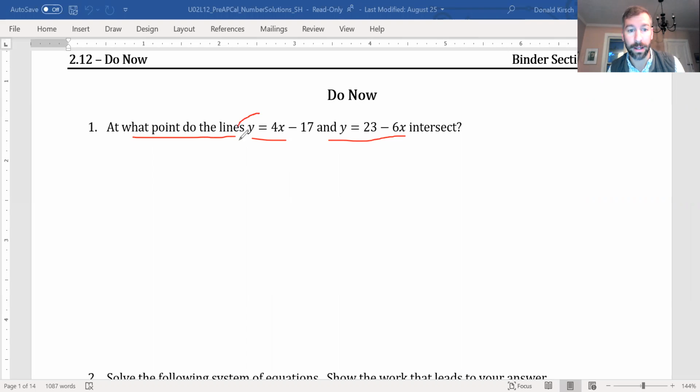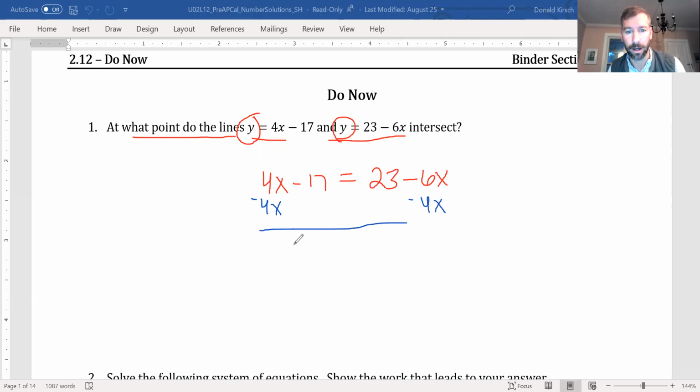Well, they're both in y equals form. So when that happens, we can actually set the two other expressions equal to each other. And now what we have here is a simple equation with x's on both sides that we can now solve to find those x values. So I'll just try to get rid of this 4x over here. I could have chosen the other one, and you get the same answer in the end.